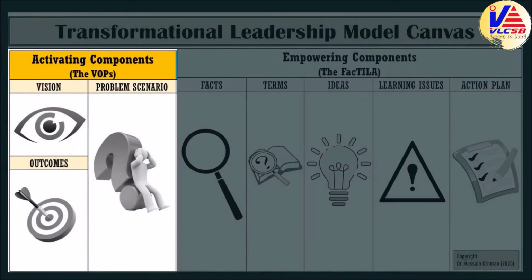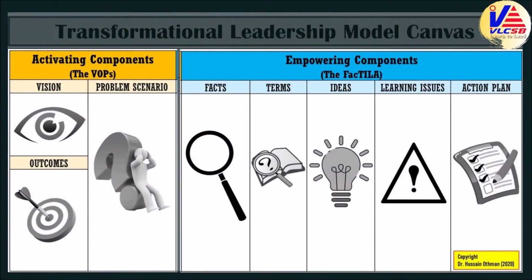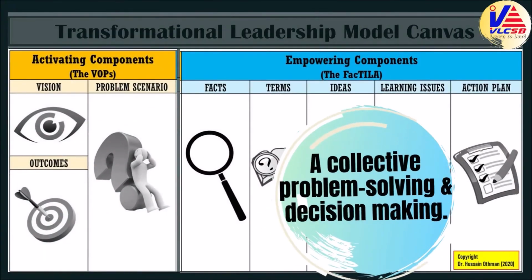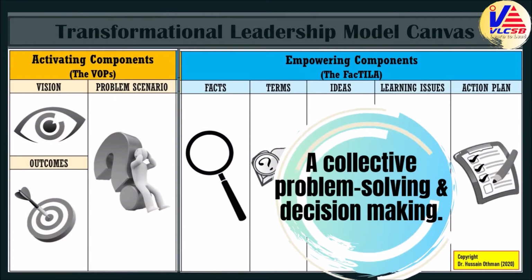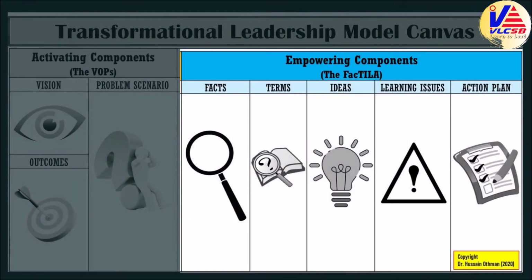The authentic problem scenario will be presented to the group to empower them to embark on an inquiry process using the FACTILA inquiry approach before finally deciding on the most feasible and credible solutions. This will certainly help the team to work on proper collective problem solving and decision making. The empowering components consist of 5 blocks: facts, terms, ideas, learning issues, and action plan.